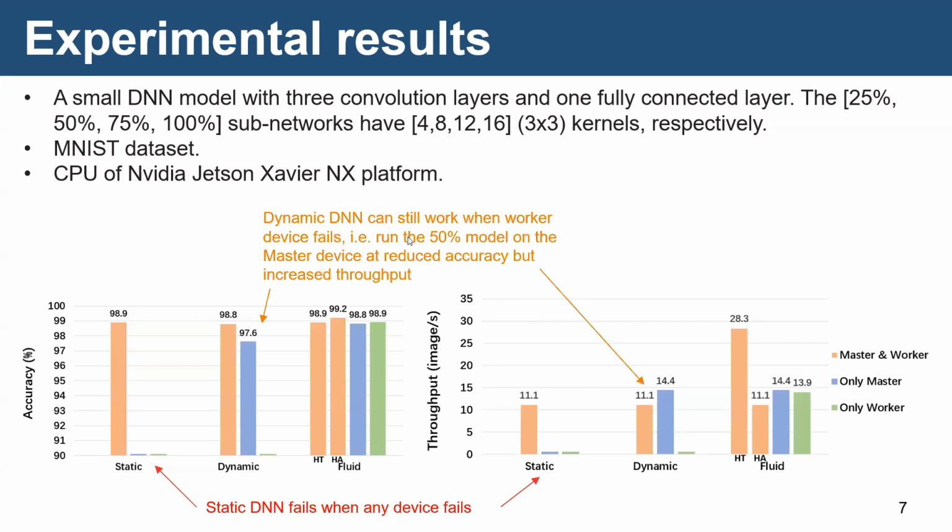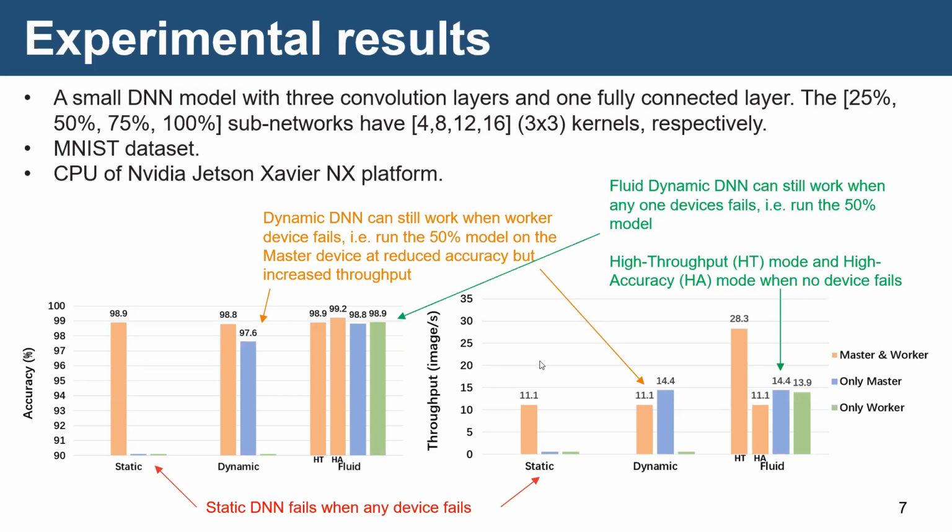For the dynamic DNN model, it can still work when the worker device fails. In other words, we can run the 50% model on the master device. And because this subnetwork is smaller than the full network, we run the inference at a reduced accuracy. Also, because the worker device failed, there's no communication needed between the master and the worker device, hence reduced communication overhead and a slightly boosted throughput.